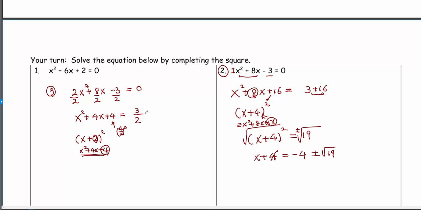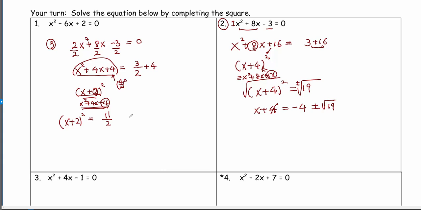Alright, now let's find out. You can add 4, the same number, to both sides. Now let's find the completed square. What is the square? You got it already over here: x plus 2 squared equals 3 over 2 plus 4, which is how much? 11 over 2, right? Okay, now we just got the complete square already. This is a complete square. Now let's take the square root. x plus 2 is what? Plus or minus square root 11 over 2, isn't it?